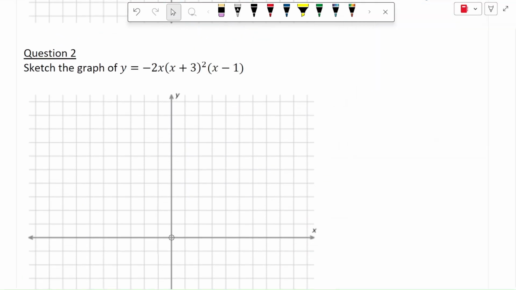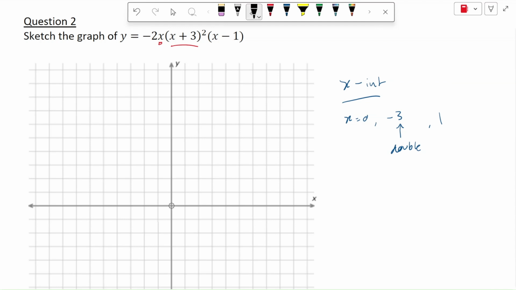All right, next one, we're going to have a double intercept. Really importantly, the x-intercepts we can read off the fully factorized form. So it's going to be x equals 0 from that first bit there. The next bit here is going to give you minus 3, but really importantly, that is a double because it's the squared bracket there. And then x equals positive 1. So we'll do a similar scale for this: 2, 3, 4, 5, and 1, 2, 3, 4, minus 5. We'll plug in those x-intercepts: 0, minus 3 is the double, and then 1.